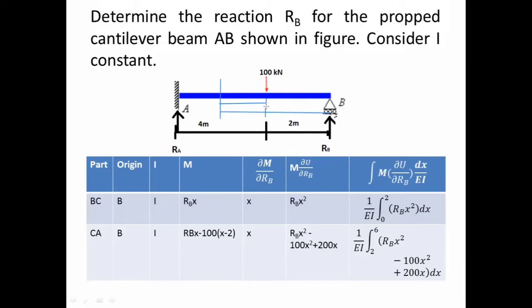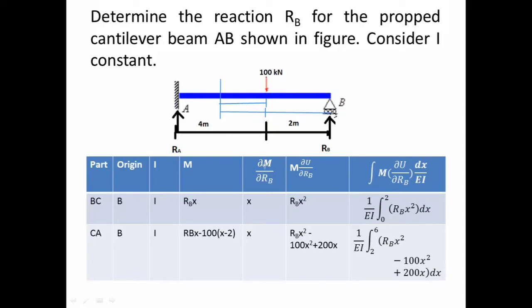So what is my moment about this section? If you consider everything on right hand side of the section, it will be RB into x. So this is total distance x, RB into x. It is anti-clockwise moment, RB into x. So I will be treating this as positive because it is on right hand side of the section. Another moment is because of 100. So how much is the moment? 100 into x minus 2. This is distance x minus 2. It is clockwise moment, so I am going to treat this as negative because it is on right hand side of the section.